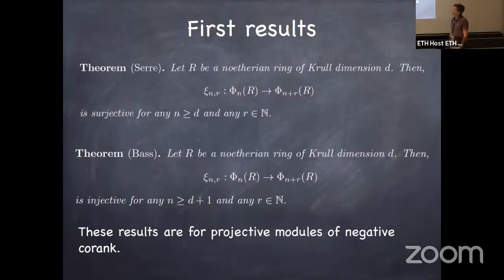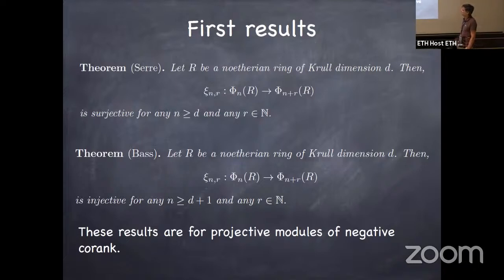Then you can ask, okay, we know the image in that case, what about the fibers? A few years later, there is a theorem of Bass, which says that if N is large enough, and here large enough is just the dimension of R plus 1, then this map is always injective. So the fibers are always trivial, reduced to one point.